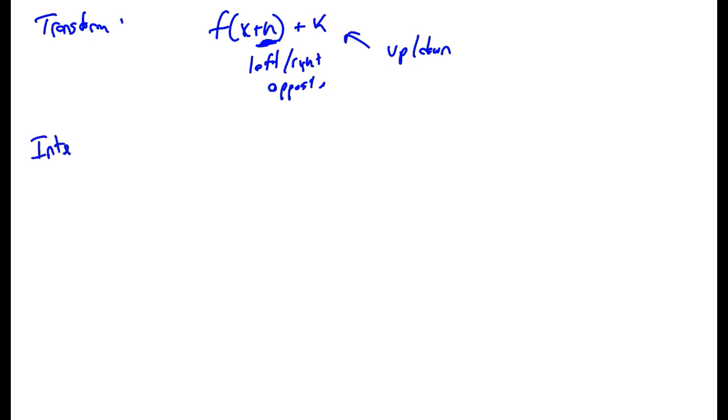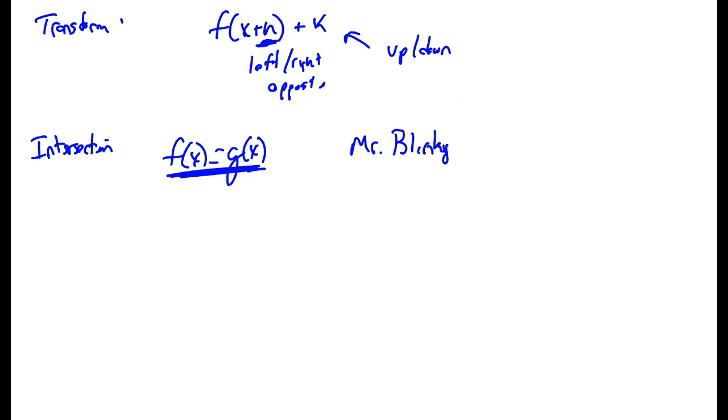Intersections. That's when we solve, when does f of x equal g of x? When do these two crazy functions equal each other? That's Mr. Blinky. Mr. Blinky will tell you where they intersect. When you solve f of x equals g of x, it's just an x equals. It is not an ordered pair. It is not a point.